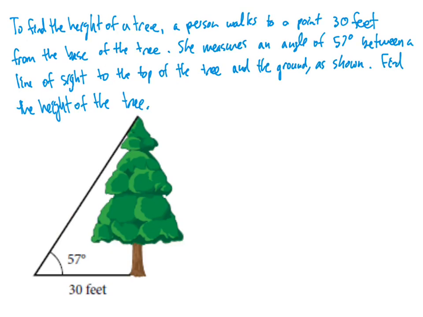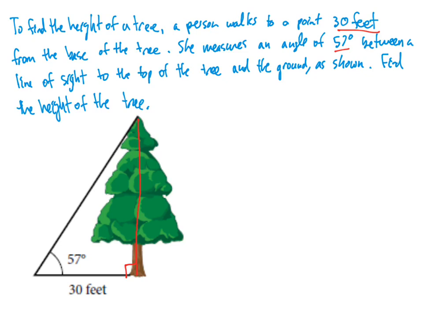All right, our next example says, to find the height of a tree, a person walks to a point 30 feet from the base of the tree. She measures an angle of 57 degrees between a line of sight to the top of the tree and the ground, as shown. Find the height of the tree. Okay, so we're trying to figure out what the height is here. So we can see that this forms a right triangle.